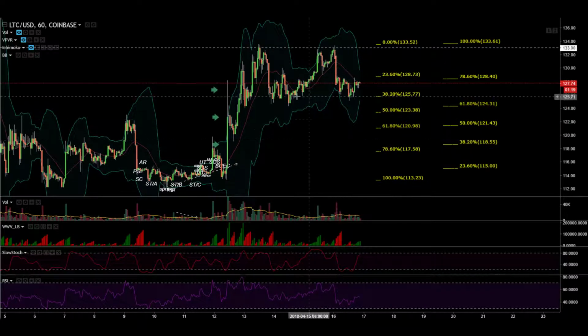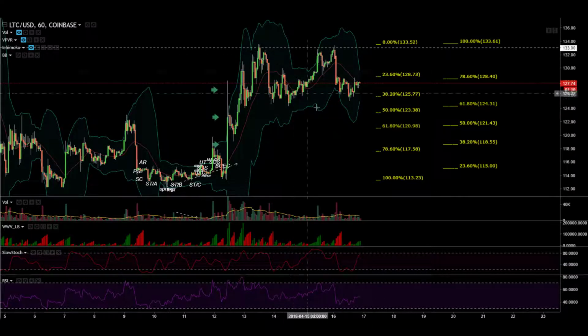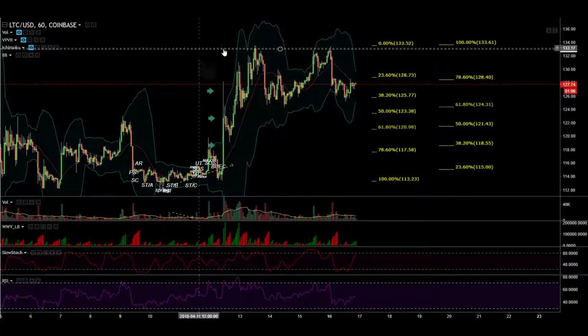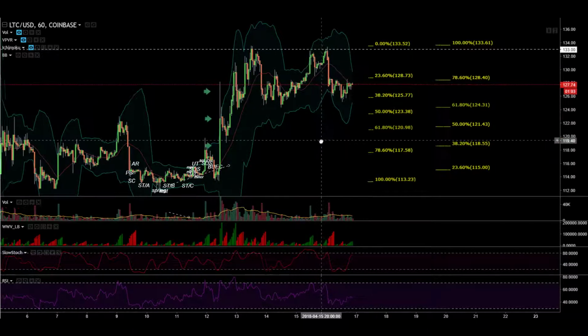So my opinion is that the fact that we're holding this 38.2% retracement is some bullish technical strength. Now, here's the thing: everybody is looking at these highs. Everybody saw this bull flag that's presenting. Traders become predictable.